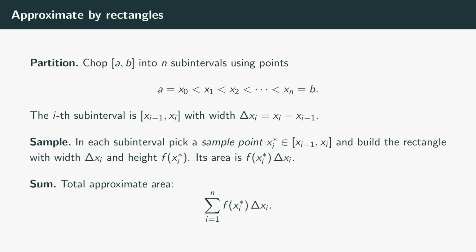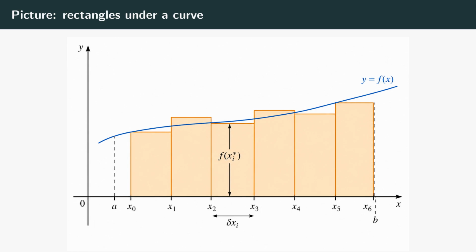It's not exact. The tops of the rectangles don't follow the curve perfectly, but it's close, and it will get closer as the rectangles get thinner. Here is the picture. The blue curve is f. The orange rectangles cover the region under it. Each rectangle's base sits on one piece of the partition. Each rectangle's height is the value of f at the sample point. In this picture, I picked the right endpoint of each subinterval, but I could have picked the left endpoint, the midpoint, or really any point inside.